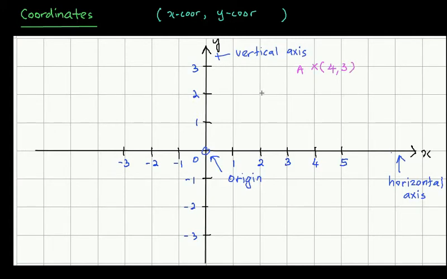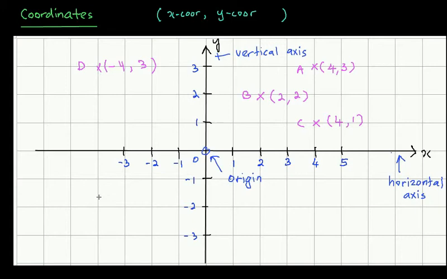How about the coordinate for point B? It will be (2, 2). How about the coordinate for point C? (4, 1). Point D, we don't have any number here, which means that here is -4, -1, -2, -3, -4. The coordinate is (-4, 3).